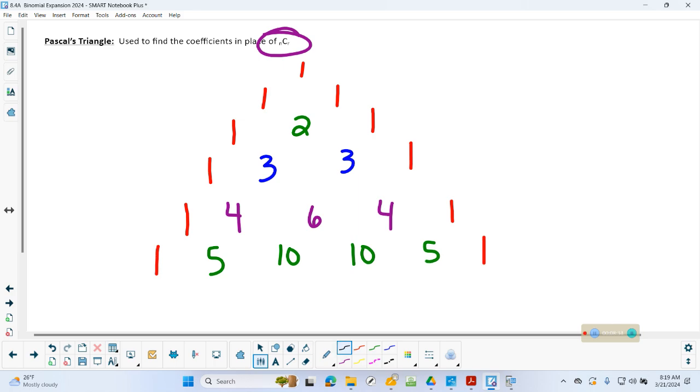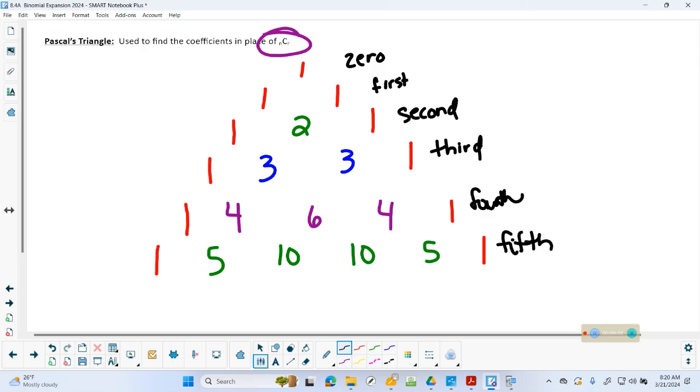So what is all of this? Of course, anytime our power is 0, anything to the 0 power is 1. If the power on our expansion is the first, you would have, of course, 2 terms. The coefficients would be 1 and 1. 1, 2, 1 would be for our second power on the expansion. Third, fourth, and fifth.